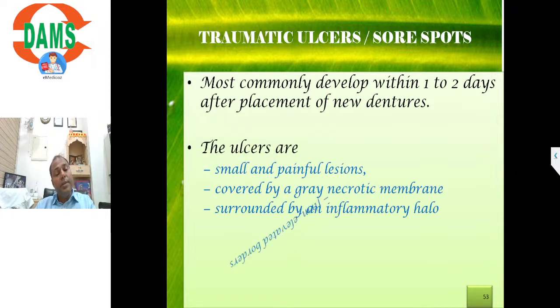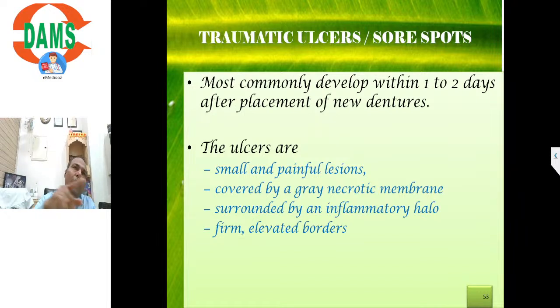Traumatic ulcers might develop. Yes, they might develop if there are nodules in the denture or sharp areas, ulceration occurs, and there is a gray necrotic membrane, and these are more elongated ulcers. Traumatic ulcers are normally elongated, and you will see an inflammatory halo around them, with elevated borders because of trauma. So you have to understand whether these ulcers are traumatic because of dentures. You can use a pressure disclosing paste in the dentures itself, and then you can reduce the dentures for such cases.